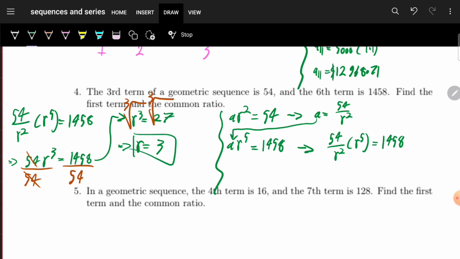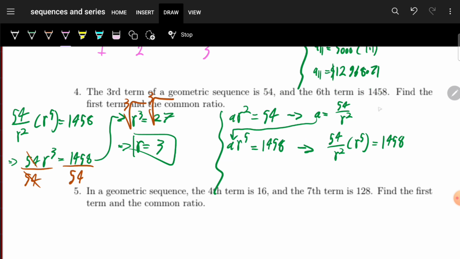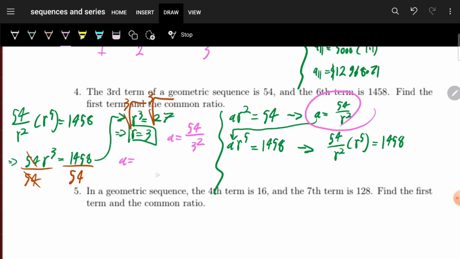How can we find the first term? Because they were asking for the common ratio and the first term. Well, we can just plug it into this equation or any of our initial equations. But I'll plug it into this. So let's write this more compactly. r is equal to 3. And now we're going to plug that into this: 54 over 3 squared. So we get that a is equal to 54 over 9.